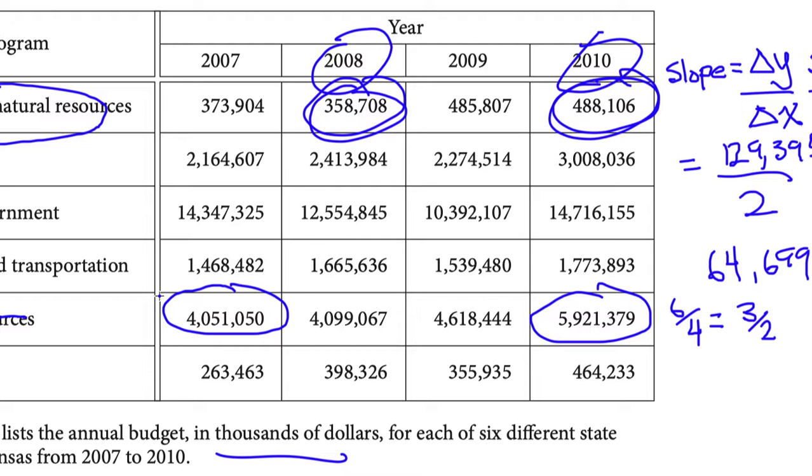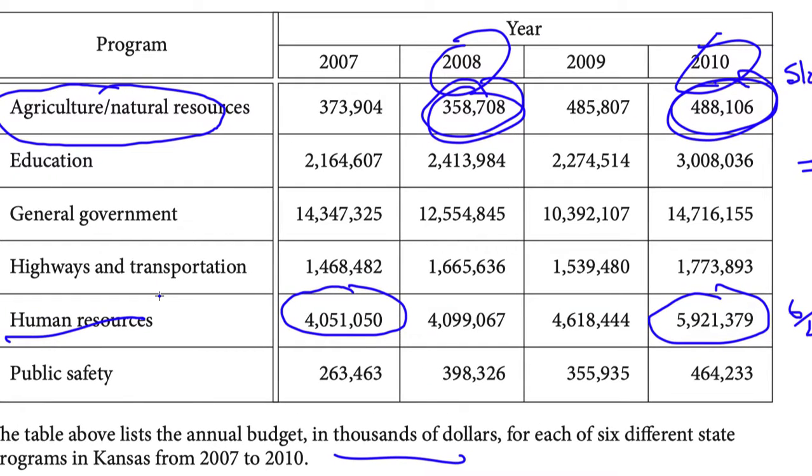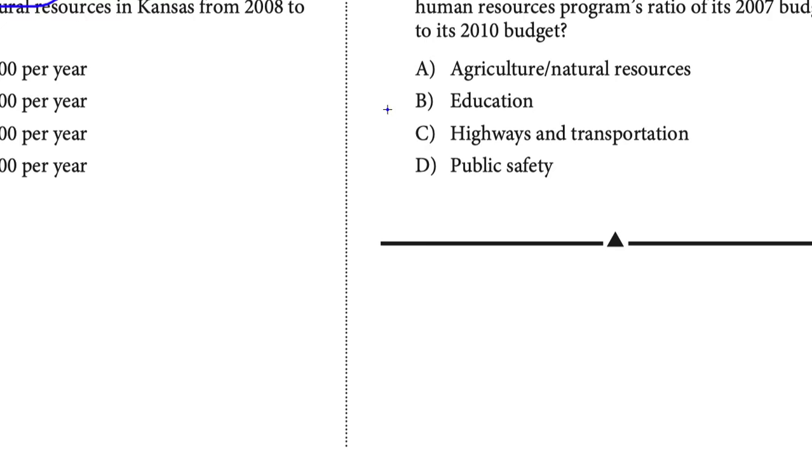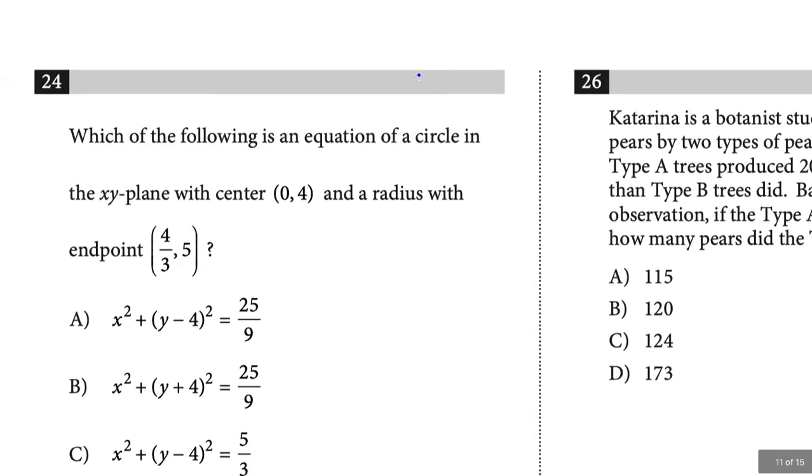Rounding. Cohen, tell us. Education. Look at it. 3 million divided by 2 million is 3/2. The correct answer here is education. The best information I can tell you whenever you get to a table is rounding makes you save time. And the SAT is all about those time-saving tricks. Know how to round correctly. All right, on to number 24.